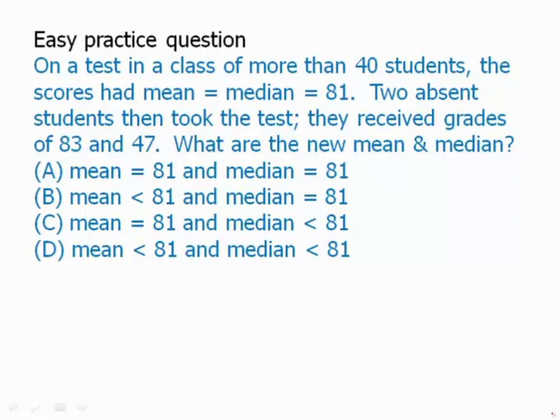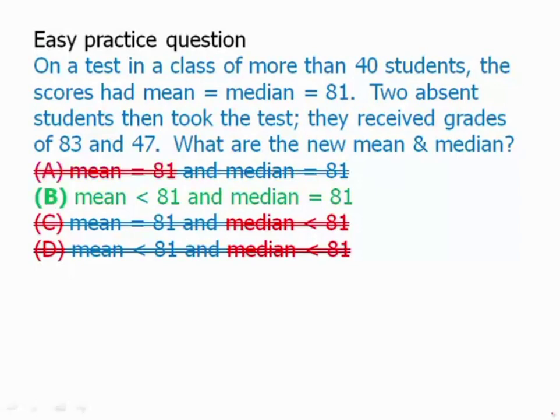So C and D we can eliminate, because the median is not changing at all. Now we have to think about what happens to the mean. It was symmetrical, and now we added 83, which is pretty close to 81. It's above 81, but it's pretty close to 81. And then 47, which is a really low score. Well, that 47 is an outlier. It's a low outlier. And remember, outliers pull the mean in that direction. So the mean is going to be dragged down. It's no longer going to equal 81. It's going to be dragged down below 81. And so B is the answer. The new mean is below 81, while the median remains at 81.